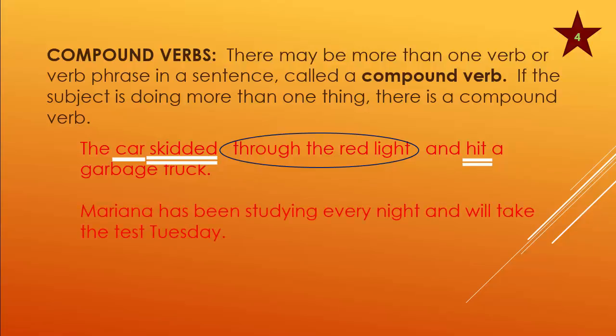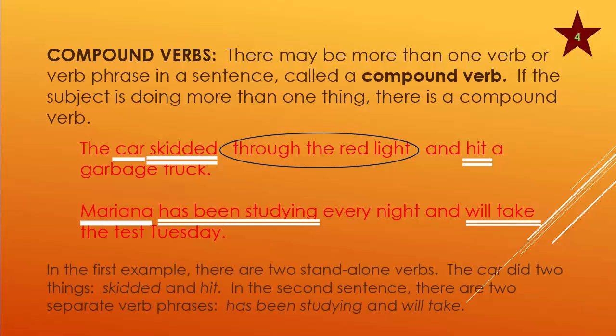Mariana has been studying every night and will take the test Tuesday. Mariana is the subject. Has been studying, will take are verbs. In the first example, there are 2 standalone verbs. The car did 2 things, skidded and hit. In the second sentence, there are 2 separate verb phrases, has been studying and will take.